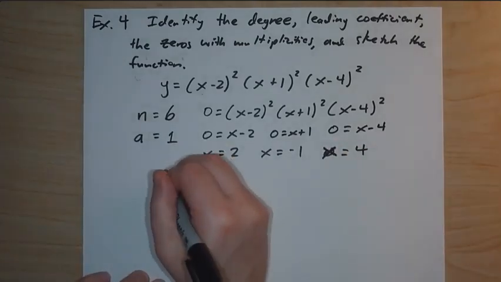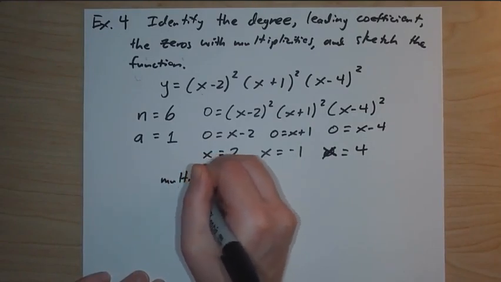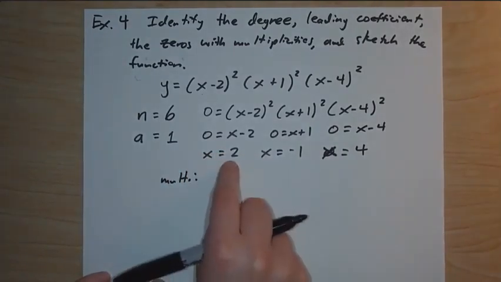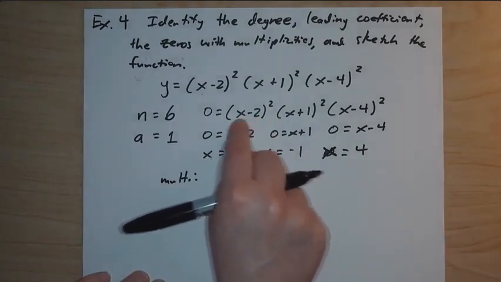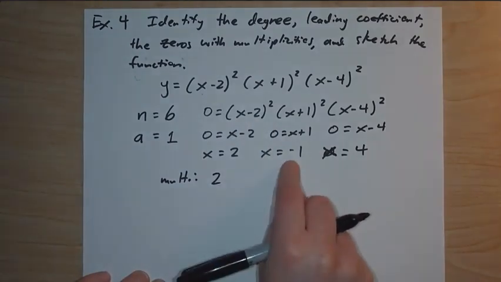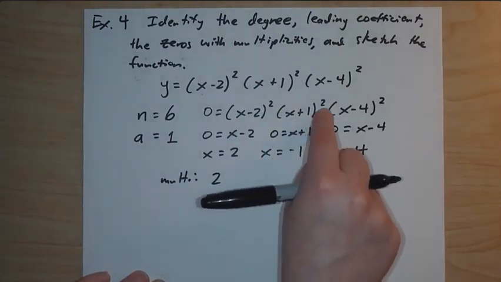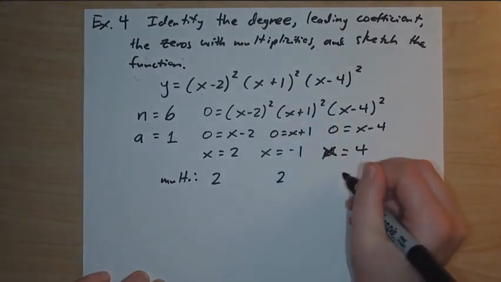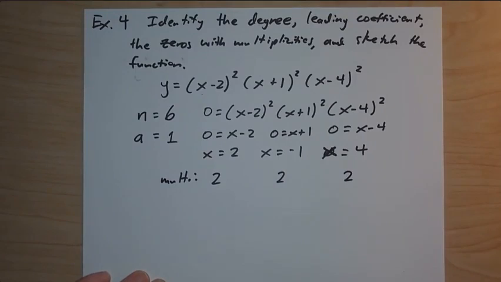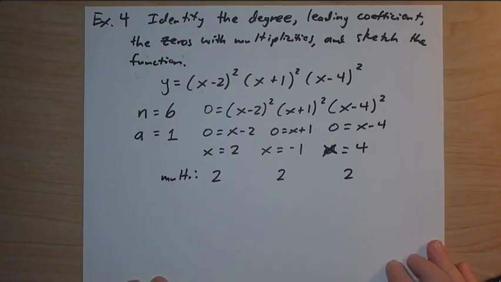So we want to figure out what our multiplicities are. Our multiplicity for our zero x equals 2 is going to be 2, since we have 2 of this zero. For x equals negative 2, we're going to have 2, since again we have 2 here. And for x equals 4, we also have 2 here. So the multiplicities for all of our zeros are 2. They're all even. So because of that, we know that in our sketch, we're not going to be passing through the x-axis at all.